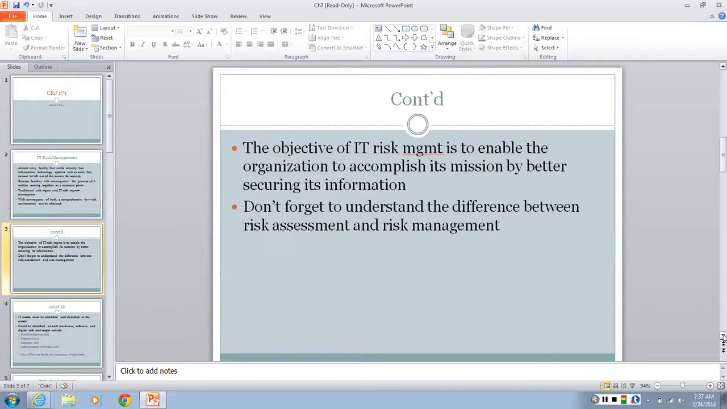So the objective of information technology risk management is to enable the organization to accomplish its mission by better securing its information. I mean, think about this. You might not be vulnerable physically. You may have a highly secured facility. Nobody can get in or out unless we know about it. And maybe you have done a really good job of vetting.